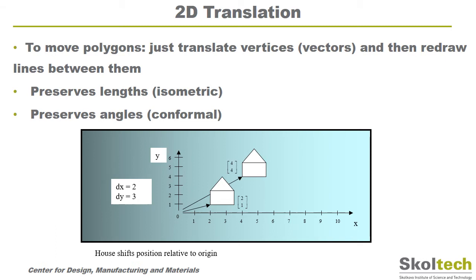The first operation that we will discuss is a two-dimensional translation of a boundary represented shape. In this operation, we just translate the vertices and then redraw the lines between them. The translation operation preserves distances between vertices and angles between vectors.